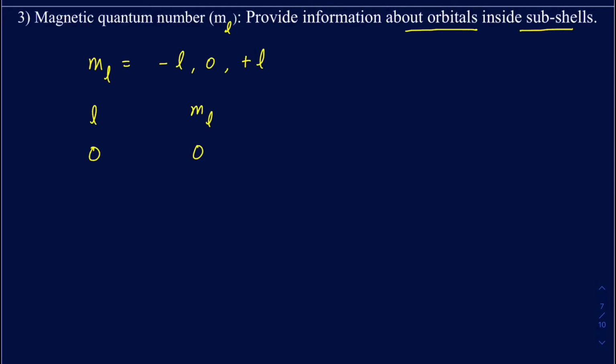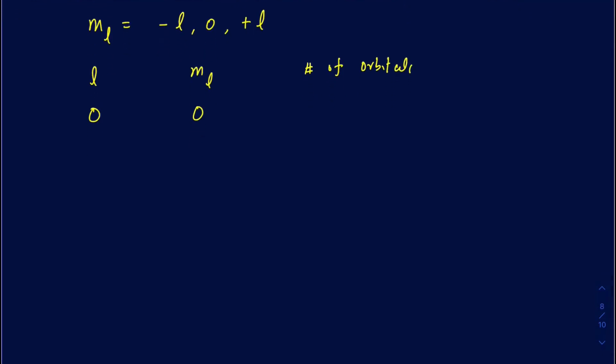And then however many values you get for m sub L will tell you how many orbitals you're going to have in that particular subshell. So if it's 0 for m sub L, you're going to have only one orbital in that particular subshell.